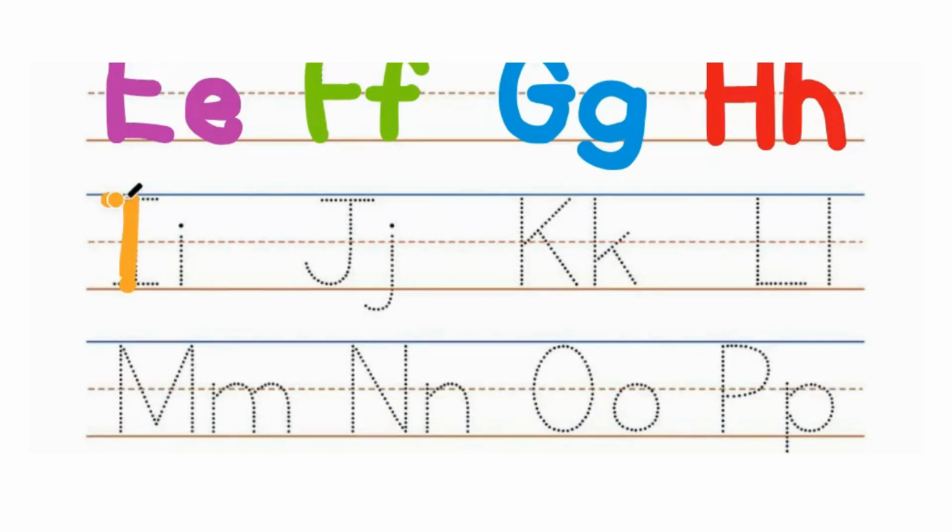Time to write capital I and small i. Let's write together. Let's write capital J and small j. It's simple, isn't it?